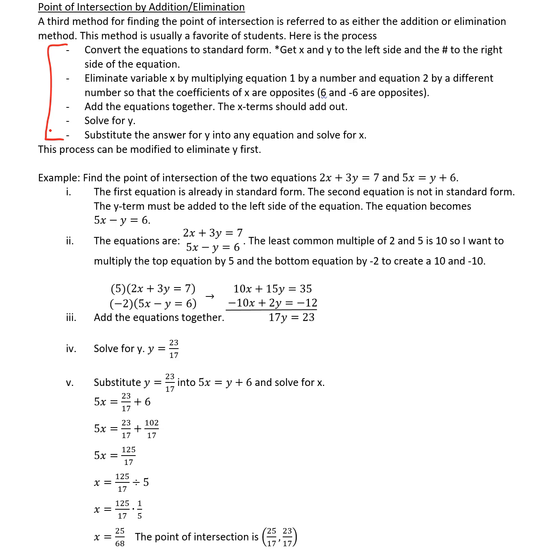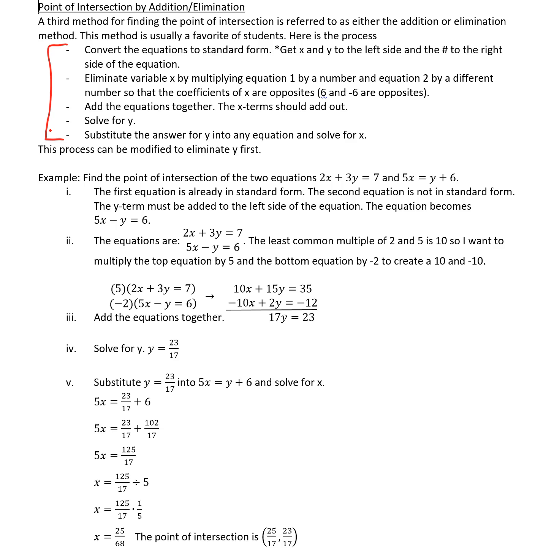Okay, now we're going to focus on eliminating the x variable, and we eliminate variable x by multiplying equation 1 by a number, and equation 2 by a different number, so the coefficients of x are opposites. For example, 6 and -6 are opposites. Please think about finding the least common multiple of the two coefficients that are in front of x.